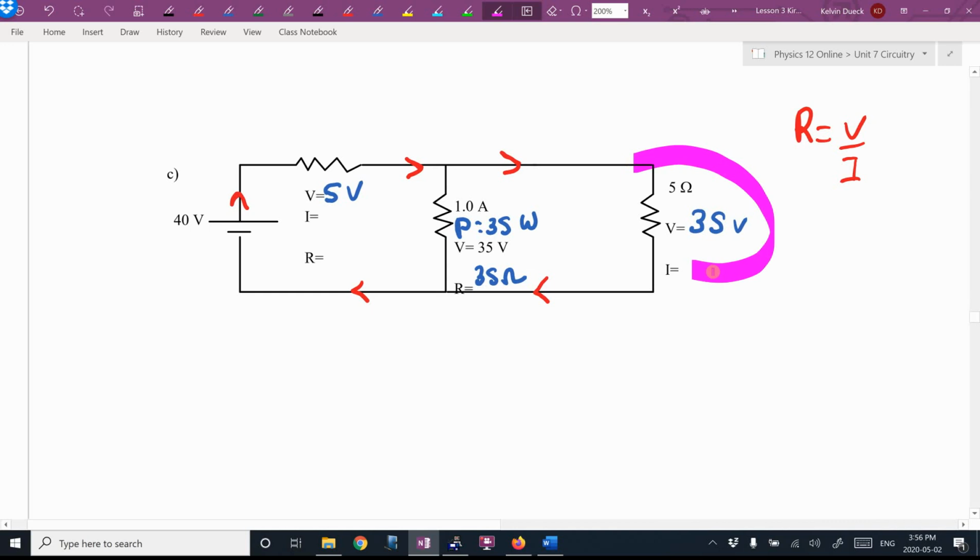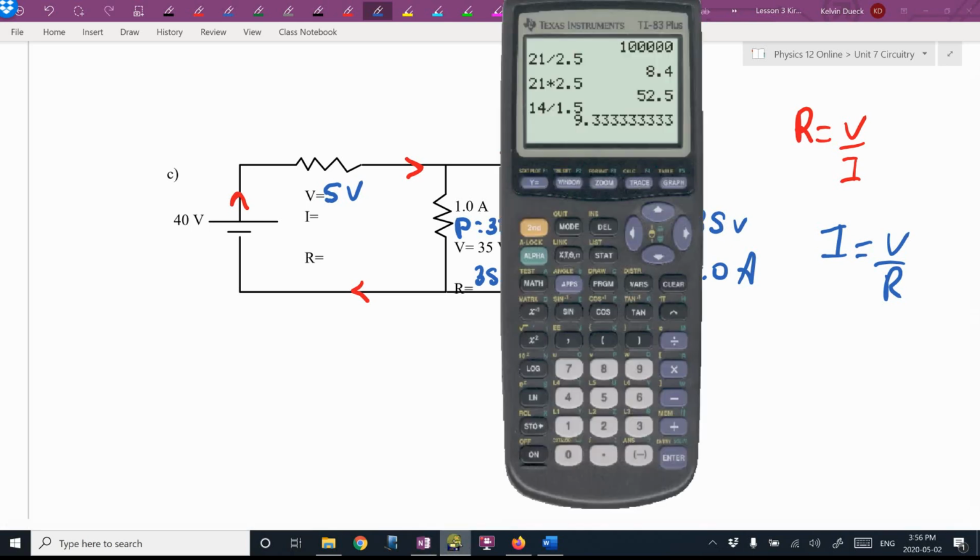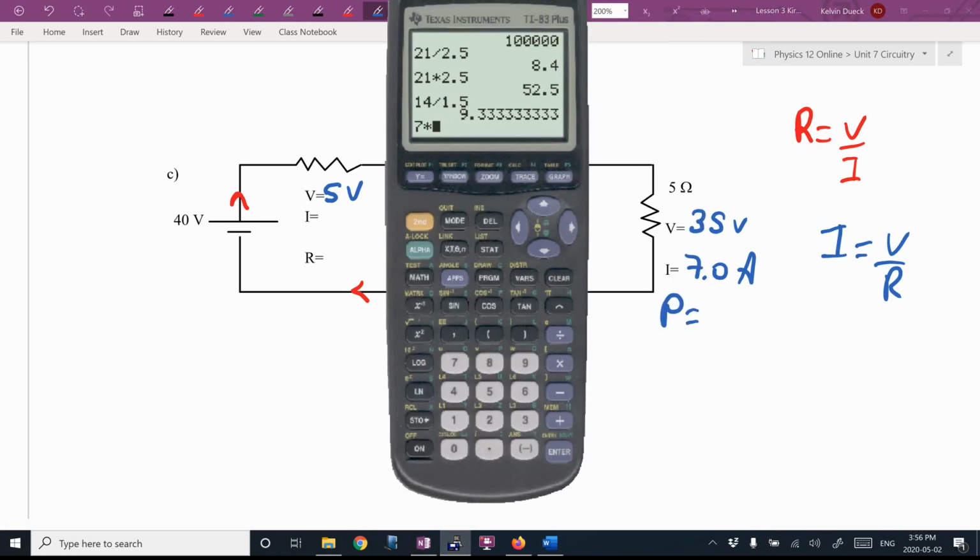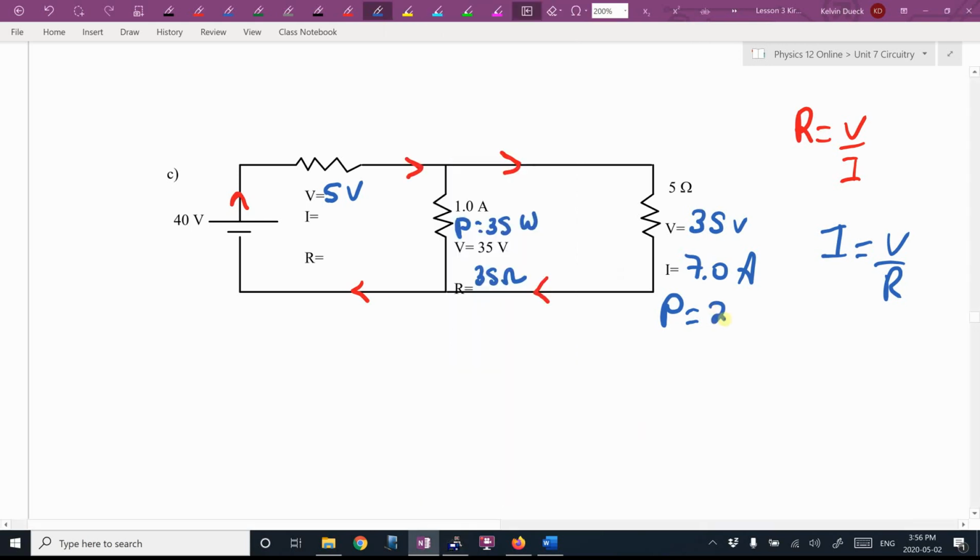Here's the important thing. Knock, knock. I know two things. Then I know four things. I must be V over R, if V equals I times R. So this must be 7.0 amps. And power is V times I. 7 times 35, which is 245 watts.